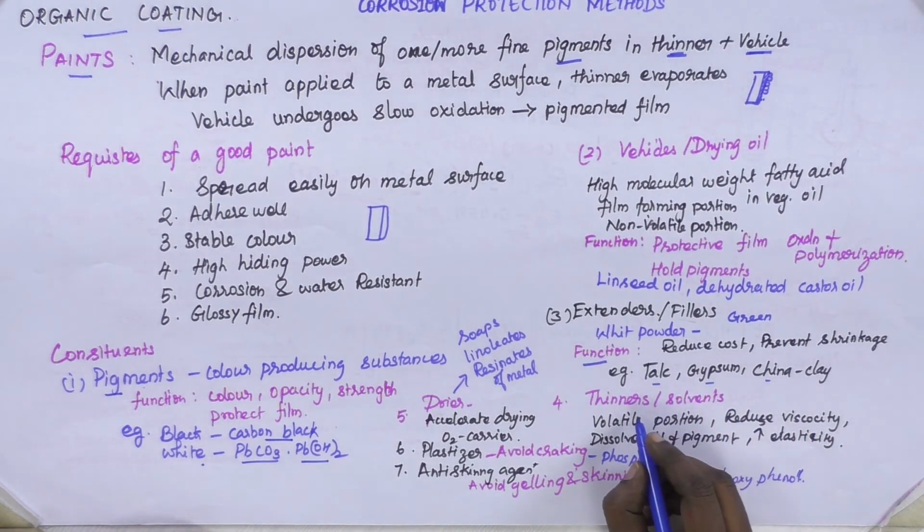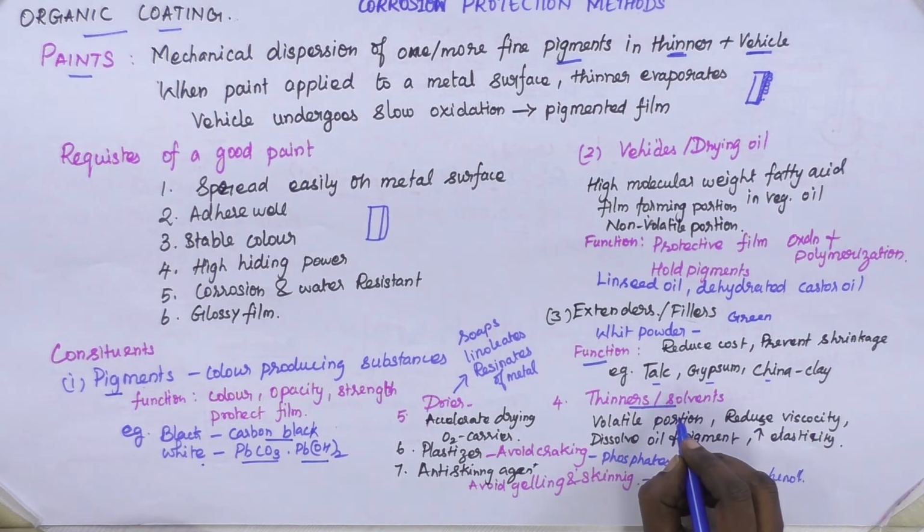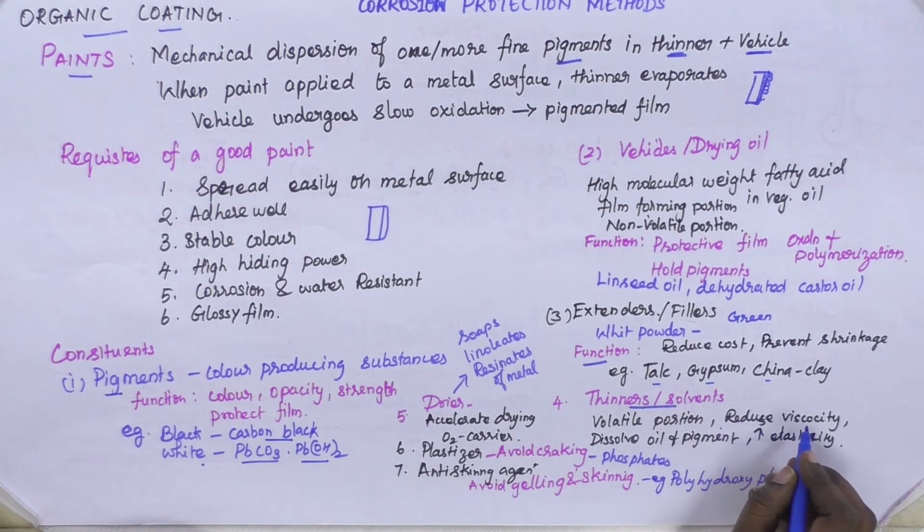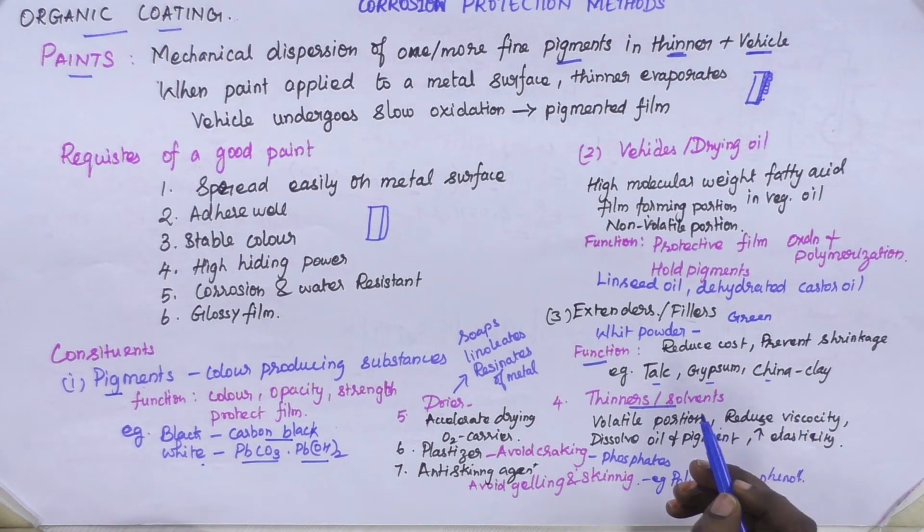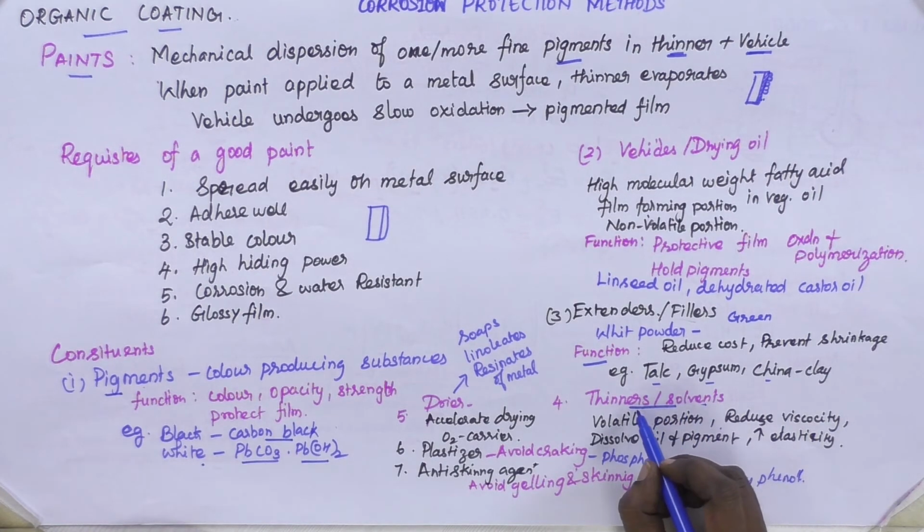The fourth one is thinner, the solvent. Thinner acts as a solvent in the paint. It is the volatile portion. It reduces the viscosity, because the pigment is solid in nature and the vegetable oil is highly viscous. To have a homogeneous medium you need a solvent. This is the purpose for which we are adding thinner.